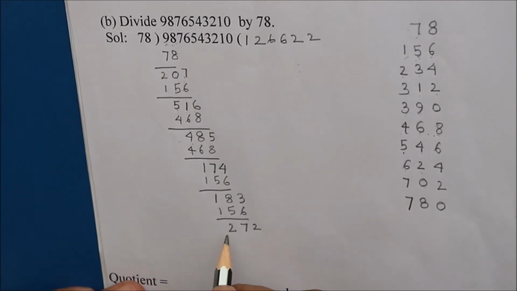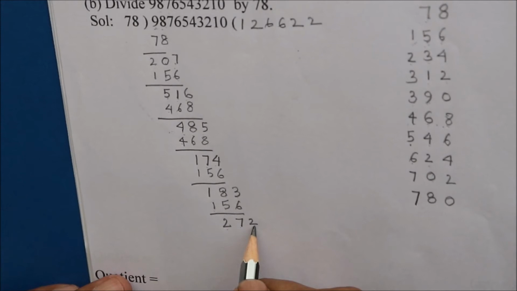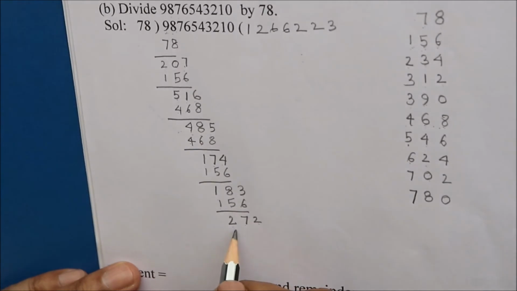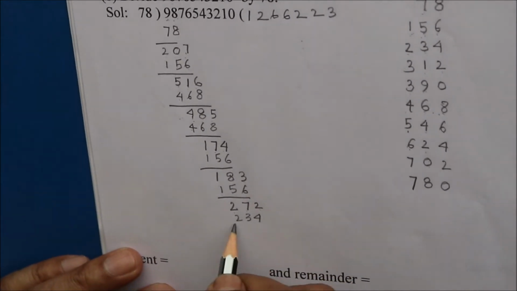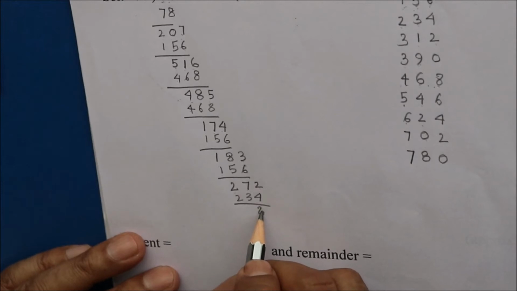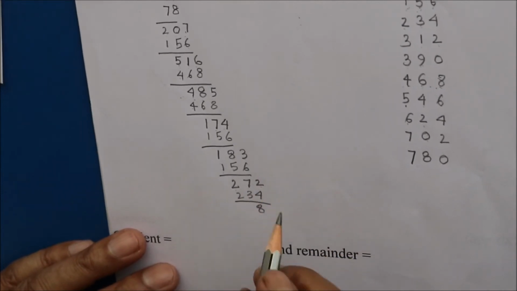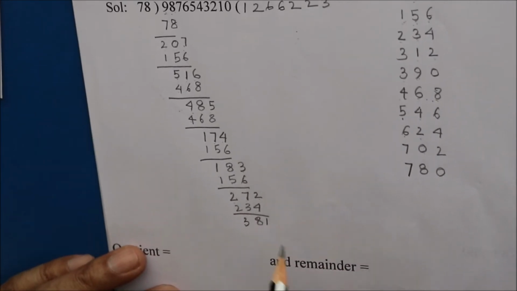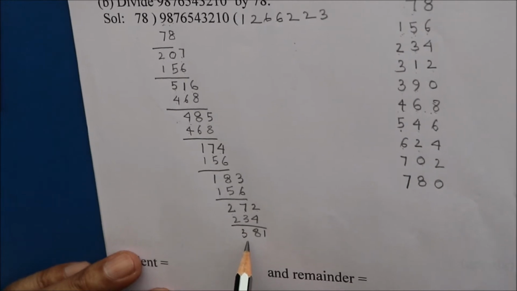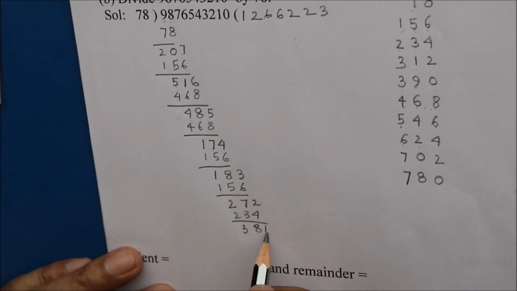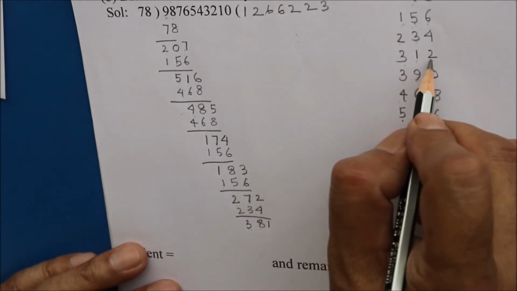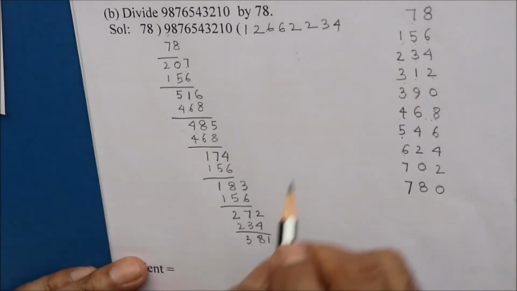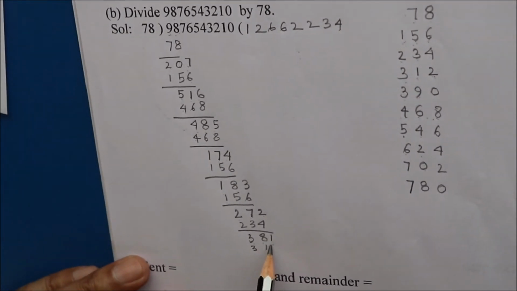The nearest multiple less than 272 is 234, which is the third multiple. Write here 234. 2 more 8. 7 minus 1, 6. 6 minus 3, 3. Bring down the next digit 1. The nearest multiple less than 381 is 312, which is the fourth multiple. Write 4 here and 312.